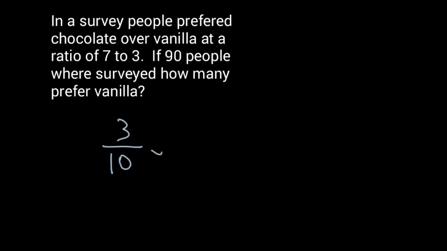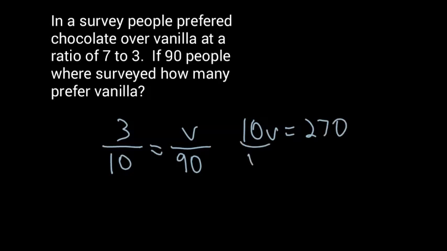and here I'm just going to do a proportion. 90 was the total people surveyed. I want to know how many just preferred vanilla. So my total goes on bottom because that's where my total for my ratio was. So here I do 3 times 90, which gives you 270. I'll put a V for vanilla. So I get 10V equals 270. Divide by 10 to solve my one-step equation. So the total number of people who preferred vanilla was 27 out of that original 90.